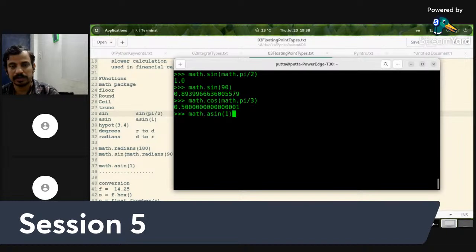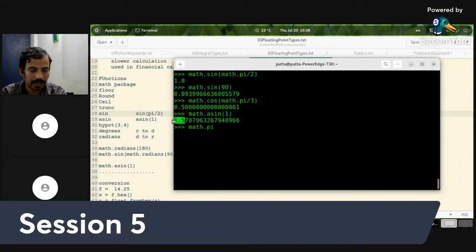Pi by 2, 90 degrees, right? Pi by 2. Okay, so you are getting 1.5707, which is same as math.pi divided by 2. So if you want to find out the cosine inverse, you can write acos, tan inverse atan, and so on. Okay, so did you get the trigonometric operations? Yes, sir. Okay.